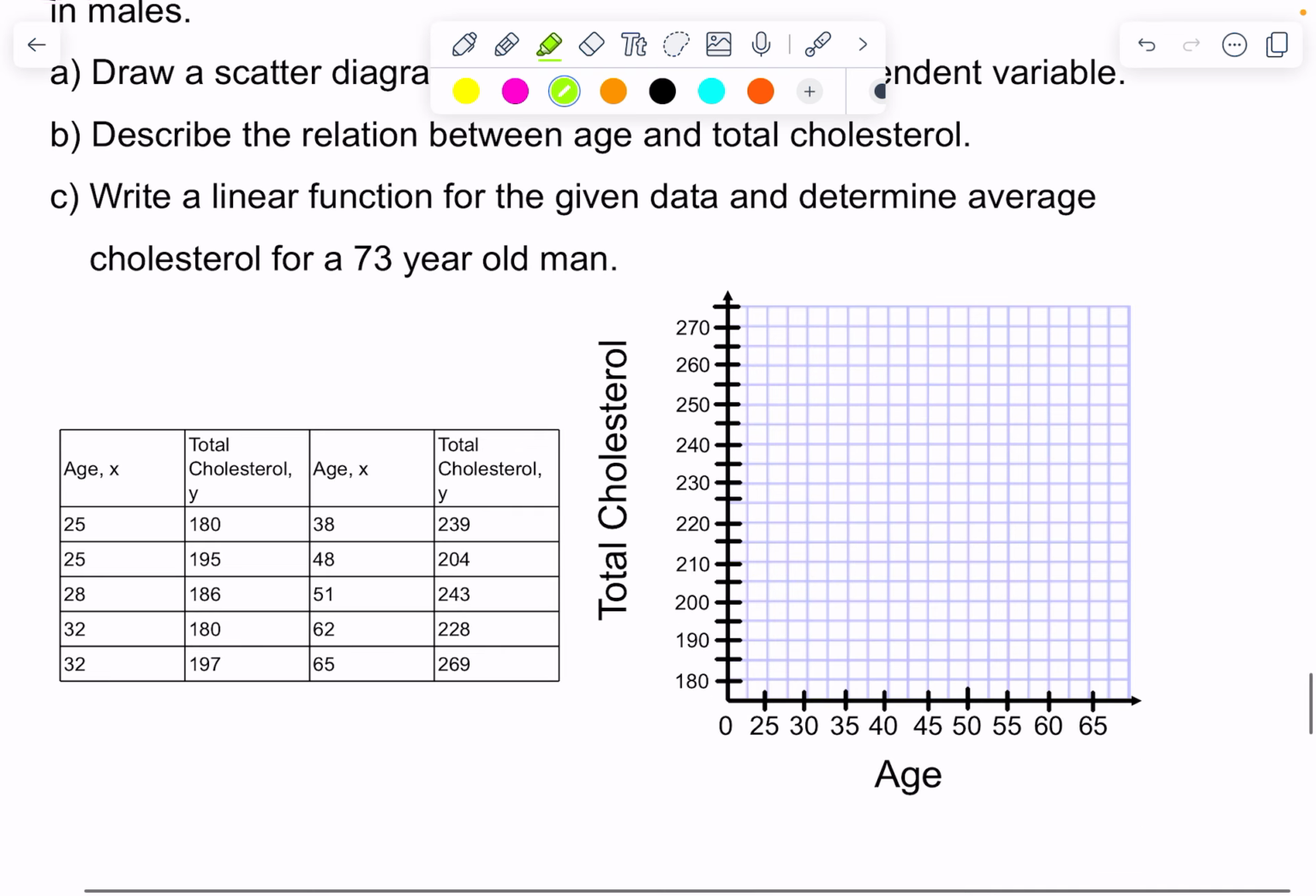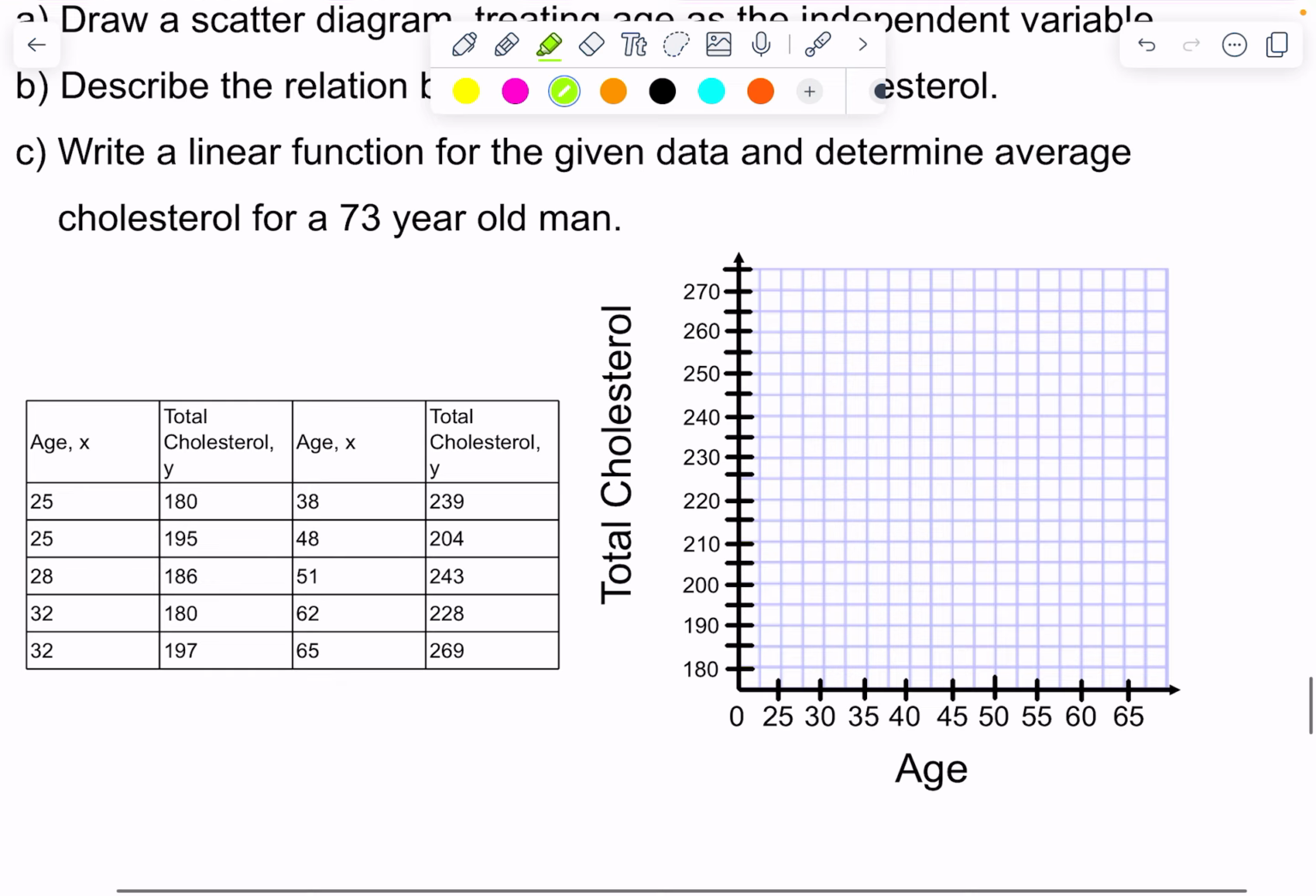All right, so let's check it out. When we are creating scatter diagrams or scatter plots, you are going to have some estimating. That's just part of the game. So the age of 25 gives me a total cholesterol of 180. So at 25, I have a perfect point here. But there's another human being that is 25 years old that has a cholesterol of 195. So that goes here.